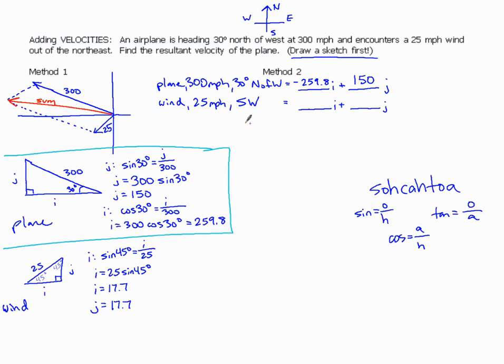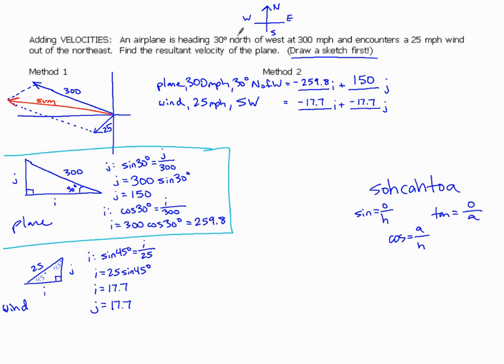So for the wind, we come back up here. We know that our horizontal component is 17.7. And remember, it is moving to the west or to the left, which makes it negative. The vertical component is also 17.7, and it is going down towards the south. So this one would also be negative.